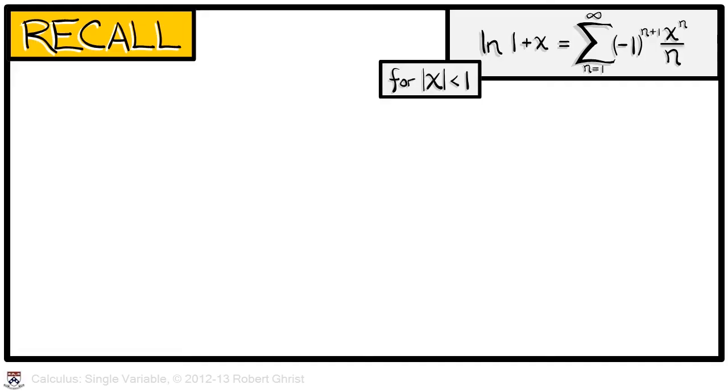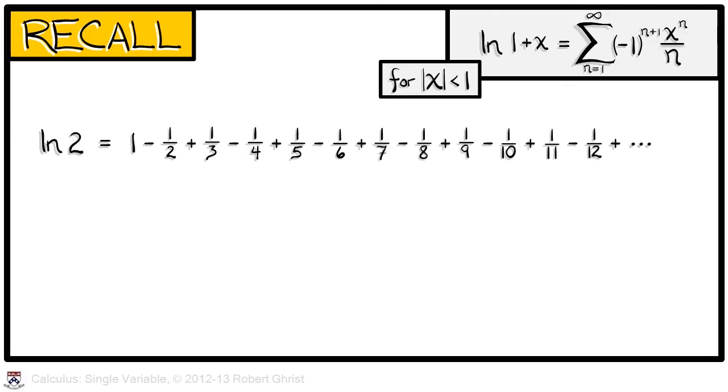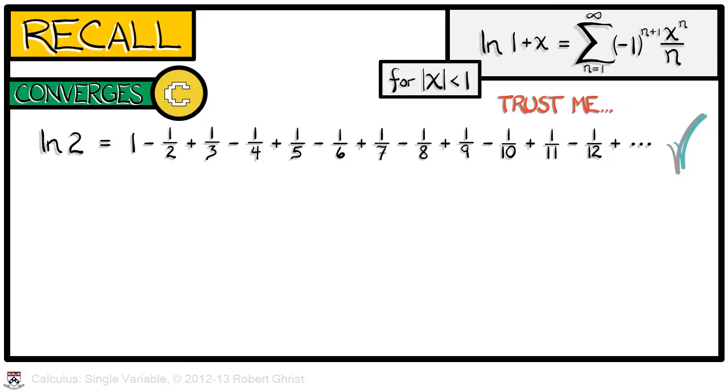However, I claim that we could bend the rules just a little bit. What happens when we substitute x equals 1 into this formula? We seem to get that log of 2 is 1 minus a half plus a third minus a fourth plus a fifth, etc. Is this true? In the past, I've asked you to trust me, but now you don't need me because you have enough tools at your disposal. The series on the right does converge by the alternating series test. However, since it is an alternating harmonic series, its convergence is conditional. It limits to the value on the left, log of 2.